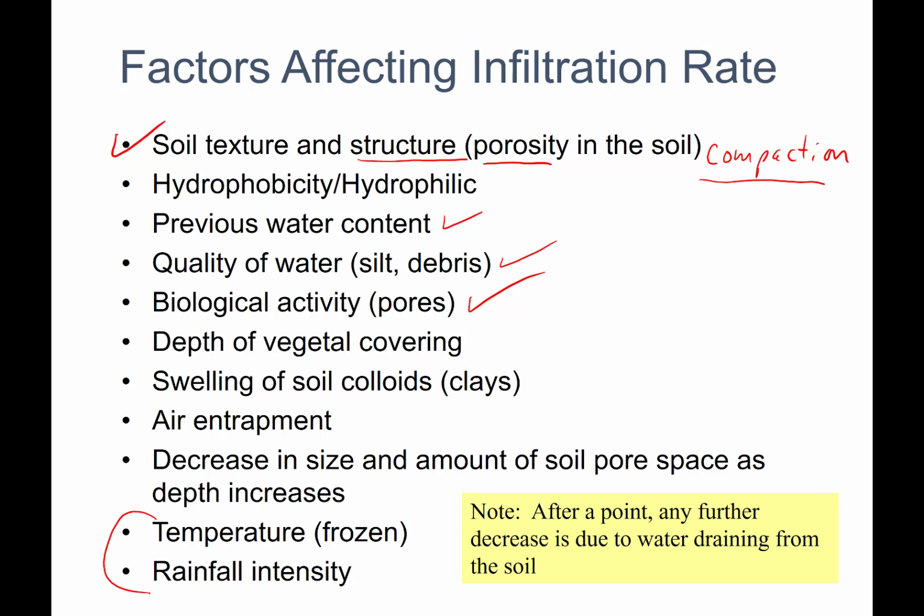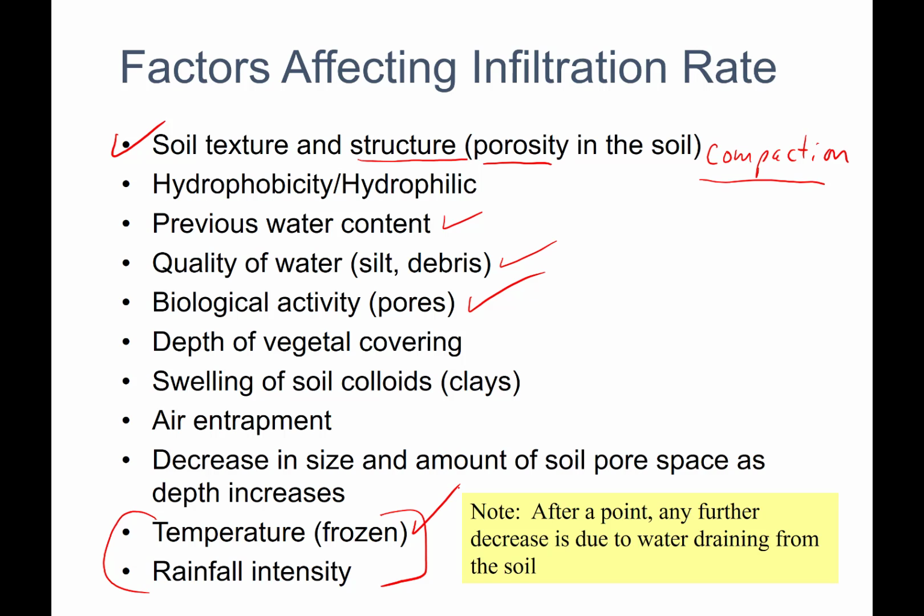Coming down to the bottom, a couple other key ones. Temperature. If you have frozen ice in your soil, frozen ground, you're not going to get any infiltration. And in fact, in some cases, this is something you can use to your advantage when it comes to, say, developing land or doing activities on soil. If you want to put some heavy equipment across ground and you don't want to compact the soil, doing it when the soil's frozen is an ideal time to do it, because the ice and so forth will help hold the soil structure. And then finally, rainfall intensity.